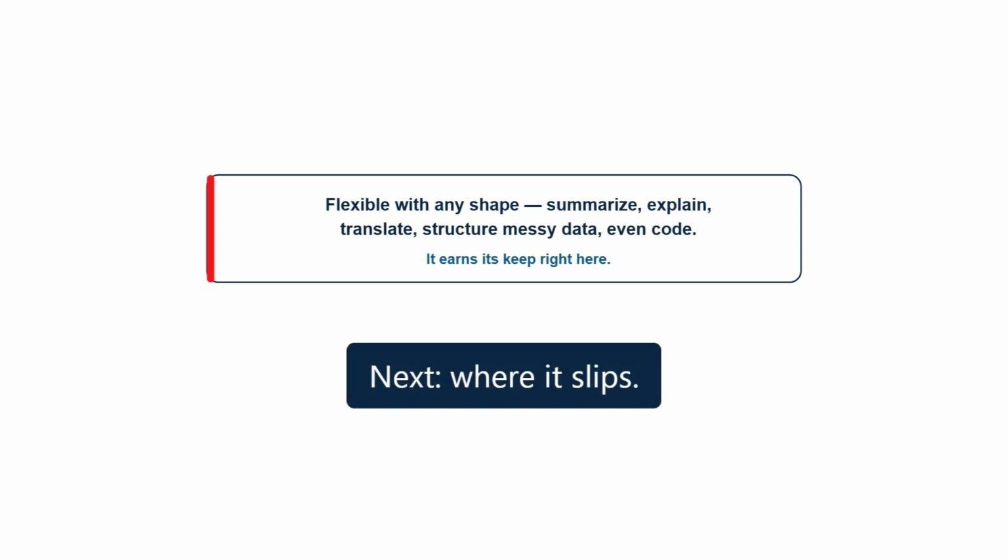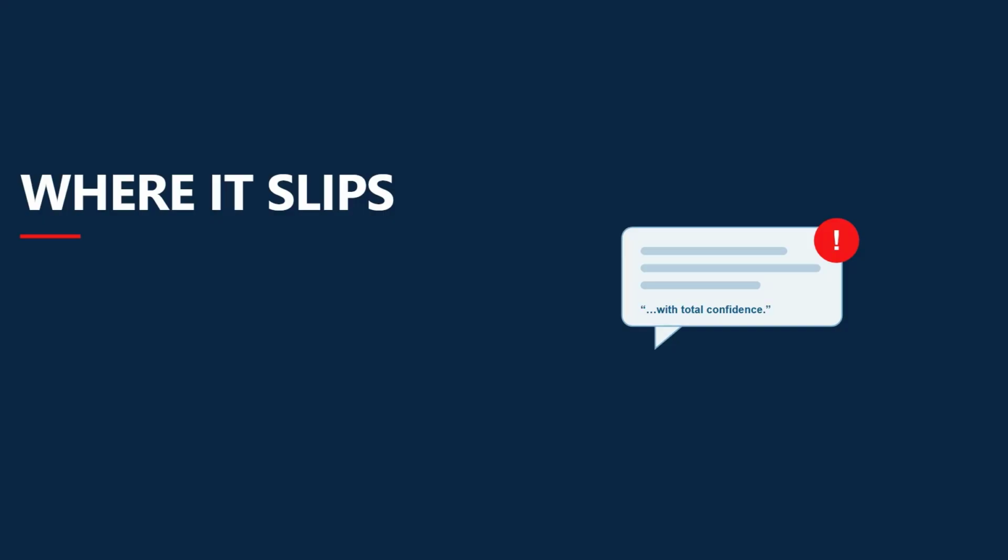For language work, drafting, summarizing, explaining, translating, even writing code, it is genuinely excellent and it would earn its place on that alone. But notice the catch hiding in every example. It is only ever as good as what you give it, and it can hand you something that reads perfectly and is flat wrong. That is not a reason to avoid it, it is the reason to understand where it slips. Earlier, we watched the assistant hand over a spec with total confidence and be wrong.